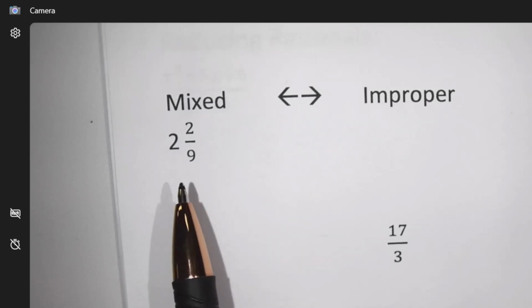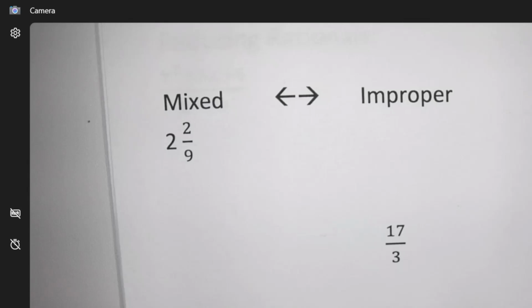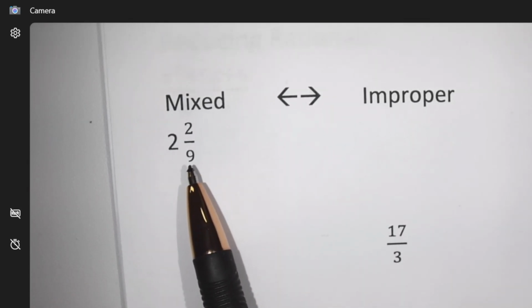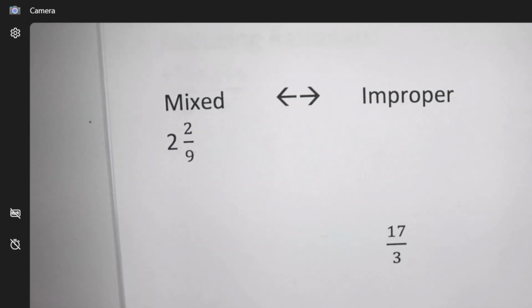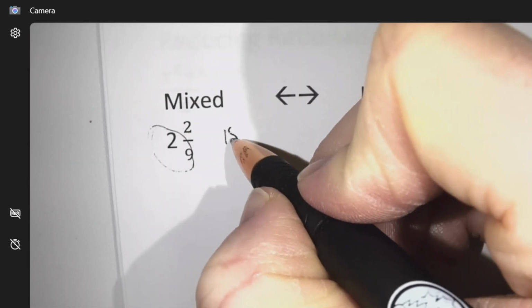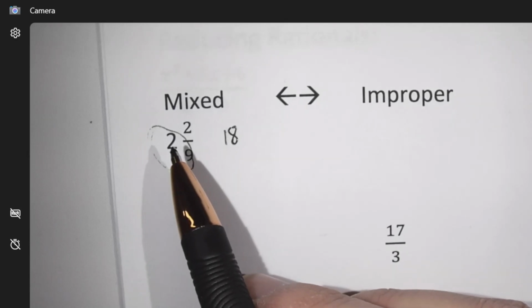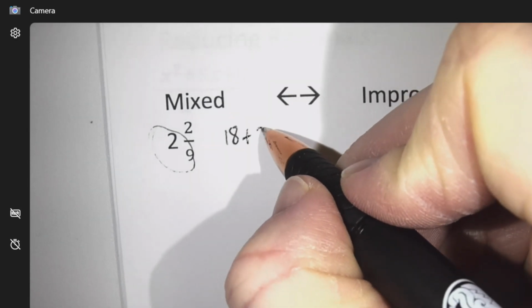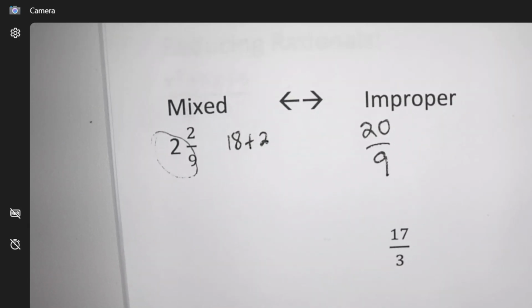Okay, so on the first example, you have to visualize cutting a pie into 9 slices. That's the fraction part. So 9 slices. So if you have 2 entire pies of 9 slices, what are you at right now for slices? 18. And then on another pie, you just have 2 more pieces. You just have 2 slices. Therefore, I had 20 slices of the 9s.